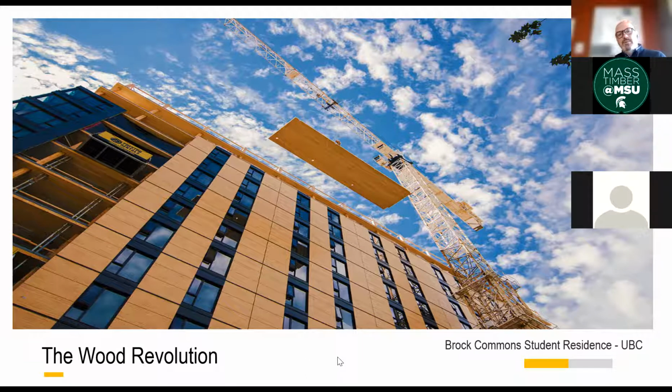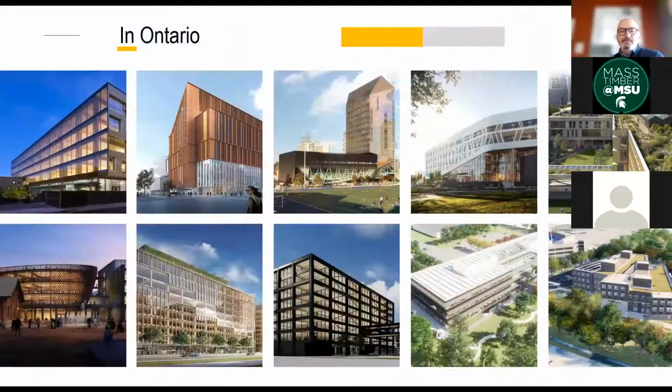Although there were mass timber buildings in Canada prior to this building, I believe that this building really kicked off the mass timber revolution in North America. And this building was completed maybe 2 or 3 years ago. Next slide, please.